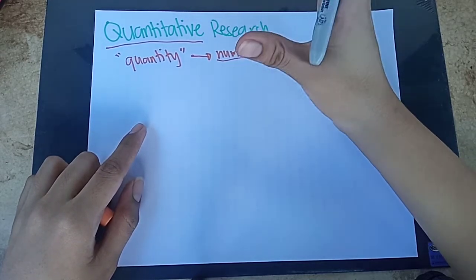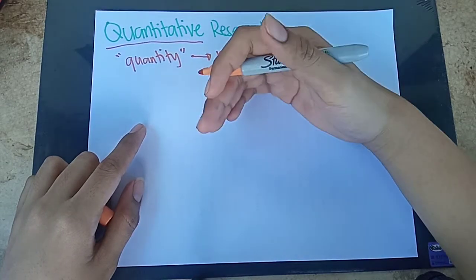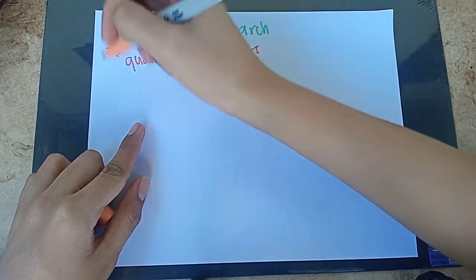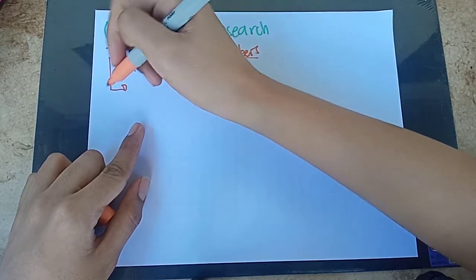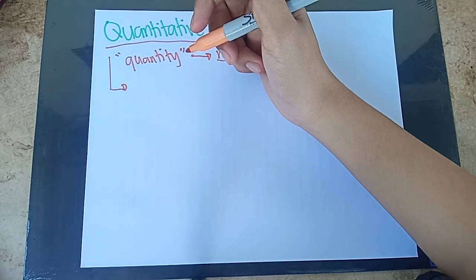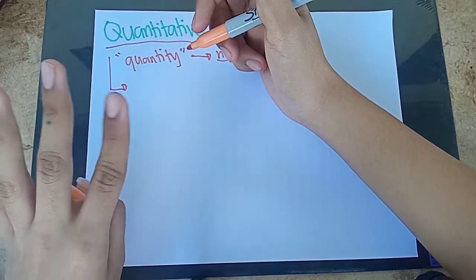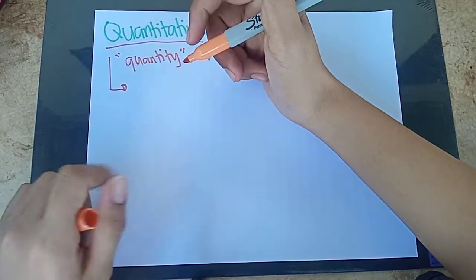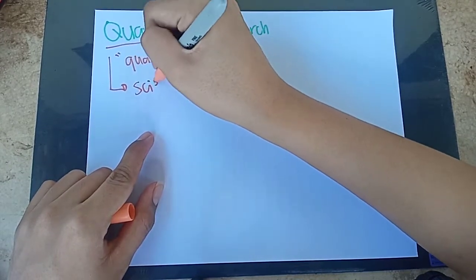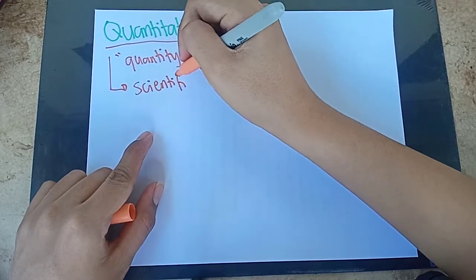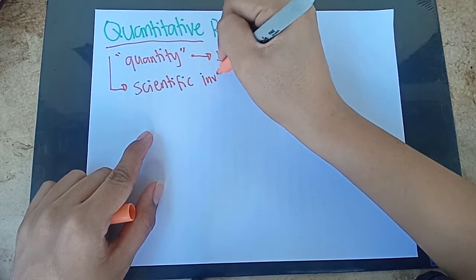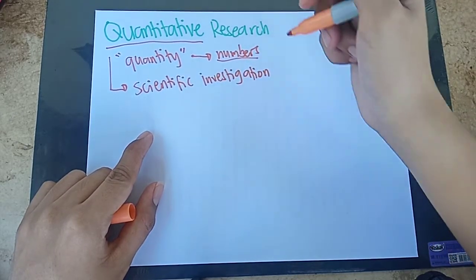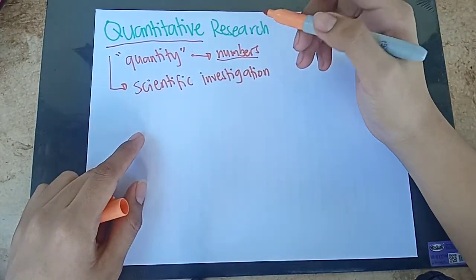Quantitative research is also a type of research that follows a systematic and organized approach in research. And what do you call that systematic approach? That is the scientific investigation. Scientific investigation is also referred to as the scientific method or the research processes.